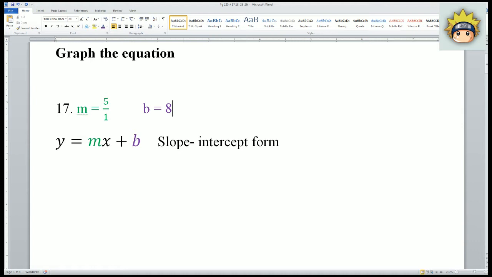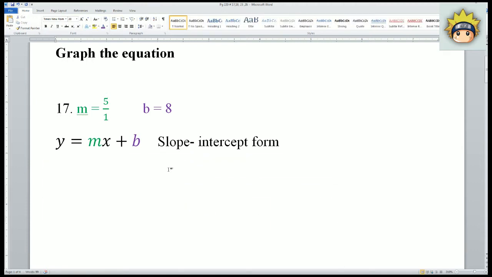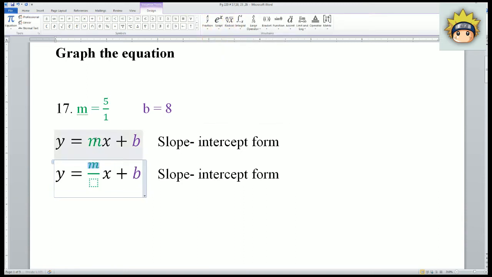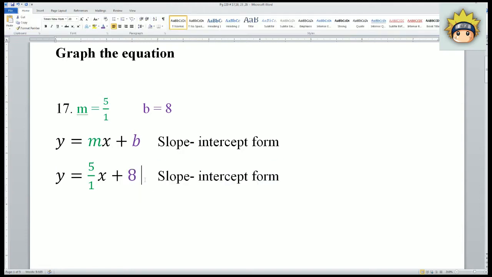We have the slope and y-intercept form. Now, like it says, let's write it in that form. Let me just grab the equation. m becomes 5 over 1, and the b becomes 8. That is my equation in slope-intercept form.